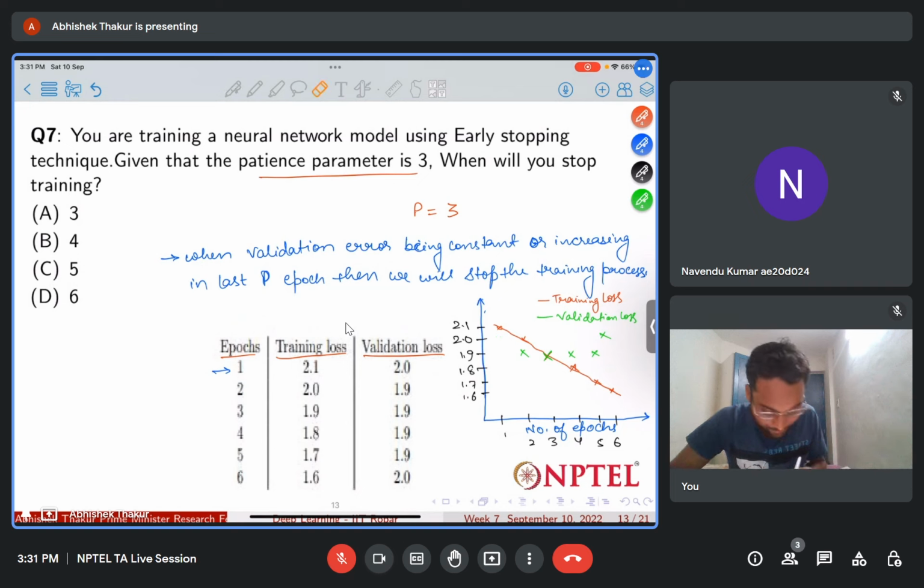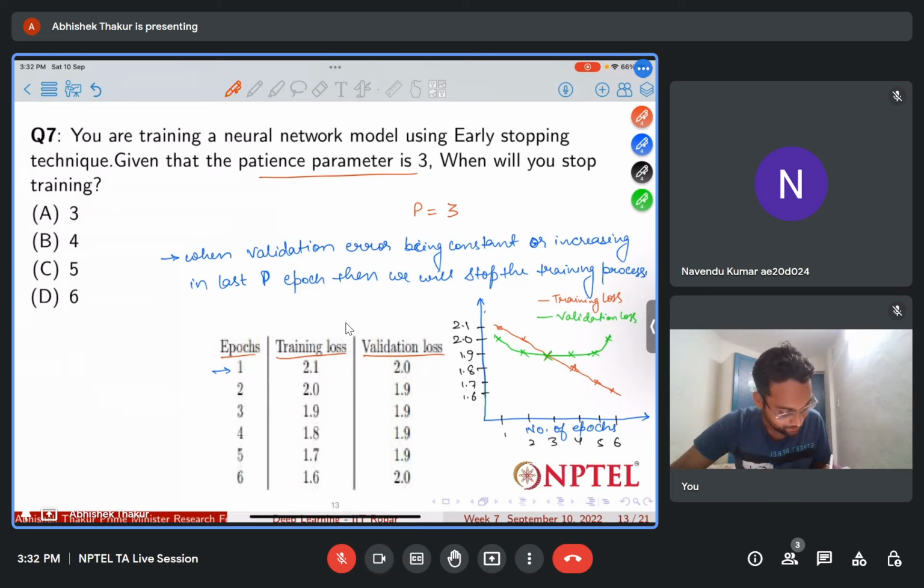So this is our epoch 6, it is 2.0. So this is the curve for the validation. Now we will see, if continuously for three epochs the loss is either constant or increasing, then we should stop our training process.